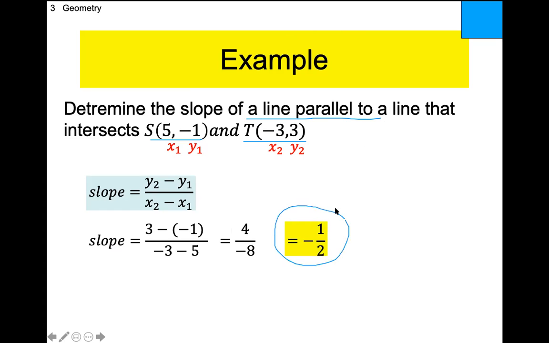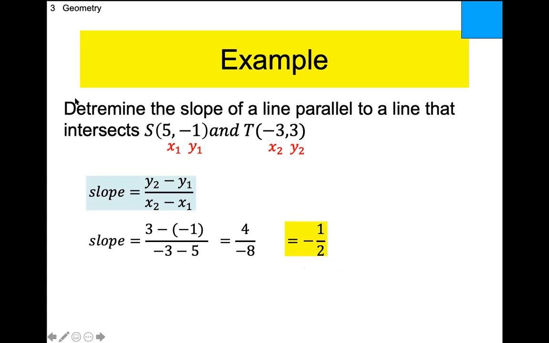We know that all parallel lines have the same slopes. So any line parallel to this line must also have a slope of negative a half. So you're actually done in one step. Parallel lines are the easy ones, right? Meaning that all you have to do is calculate the slope of one of the given.